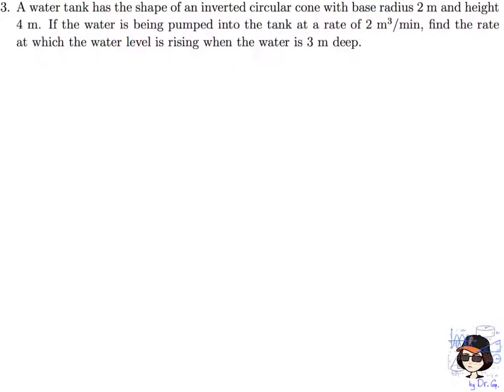It probably has to have the pointed part at the bottom and the circle part, the wide part at the top, because it is to hold liquid. The height is 4 meters, and the radius of the base, which is at the top of the cone, is 2 meters. So those two things are fixed. They're not changing. So then it says if the water is being pumped into the tank at a rate of 2 cubic meters per minute, find the rate at which the water level is rising when the water is 3 meters deep. So there's a lot going on in that sentence.